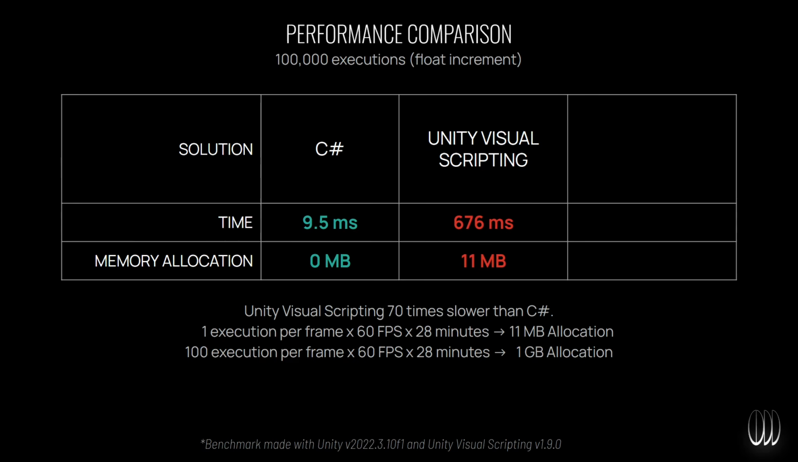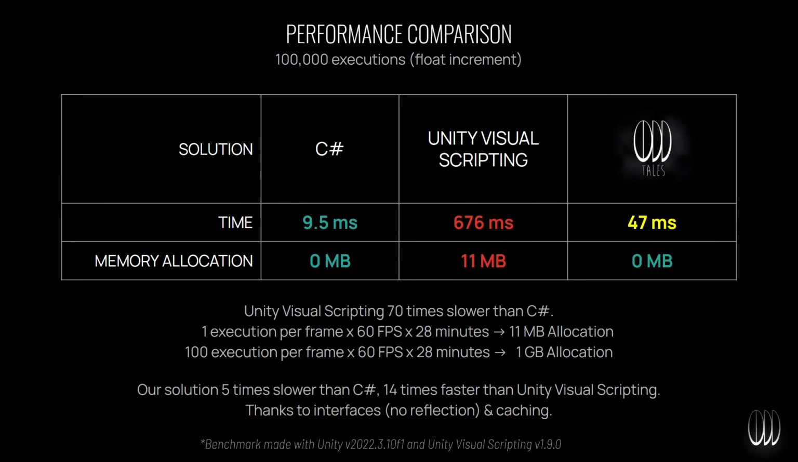What about our solution? We have almost 50 milliseconds of processing. So it's 5 times slower than C#, but 14 times faster than Unity Visual Scripting. That's the result of using interfaces instead of reflection. Because yes, Unity Visual Scripting, like all the visual scripting plugins for Unity I've seen so far, is using reflection a lot, which is bad for performances and memory allocations.